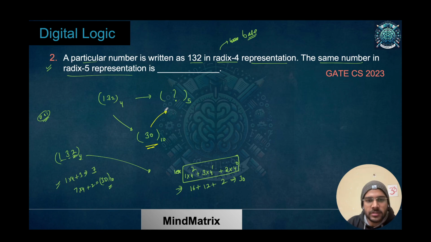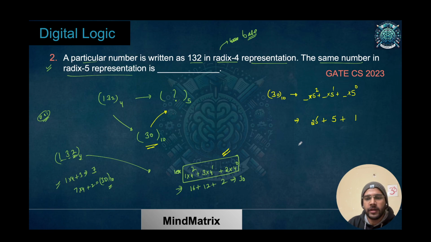Now we need to convert this into base 5. We have 30. If I want to convert into base 5, it should start like this: 5 raised to the power 0 multiplied by something, plus 5 raised to the power 1 multiplied by something, then 5 raised to the power 2 multiplied by something, and so on. So 5 raised to the power 0 is nothing but 1, this is 5, and this is 25.